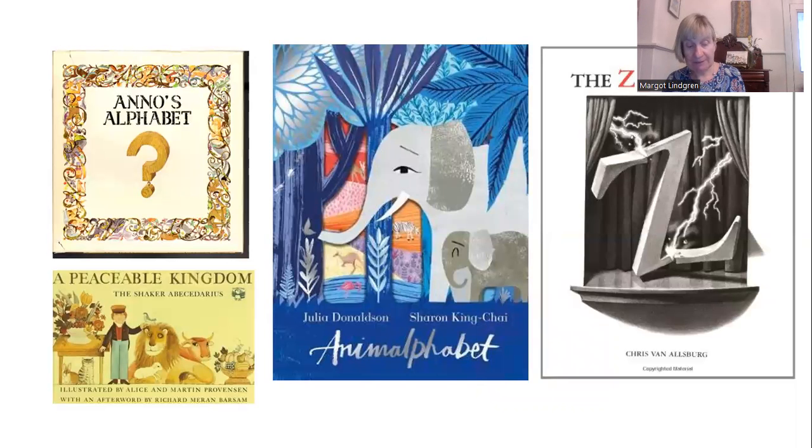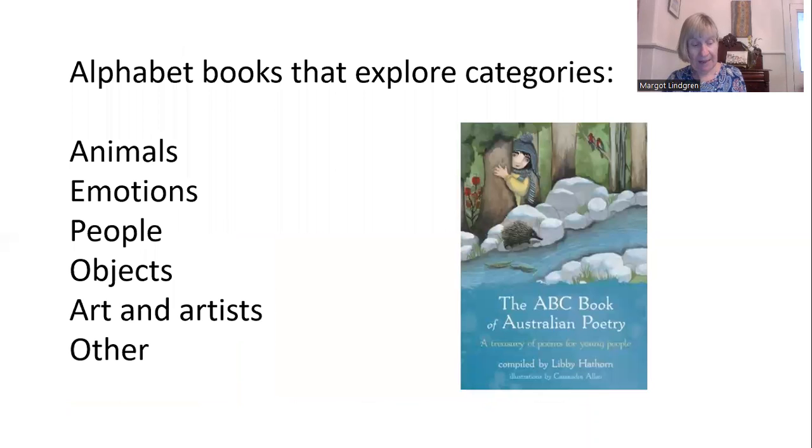Here are a few more famous names: Julia Donaldson, Chris Van Allsburg, Mitsumasa Anno, and the Shaker alphabet by Alice and Martin Provensen. As we mentioned, alphabet books are often structured using categories. Here are a few examples of some topics.